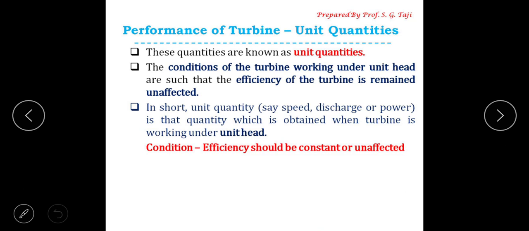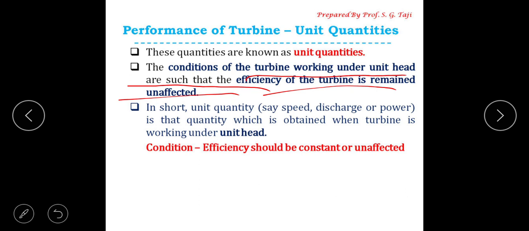What is meant by unit quantities? These are the quantities by means of which we can understand the performance of different turbines working under different conditions, wherein the turbines are of the same type. Therefore, the conditions of the turbine working under unit head are such that the efficiency of the turbine remains unaffected. Under any circumstances, the efficiency of the turbine will not be altered or affected.